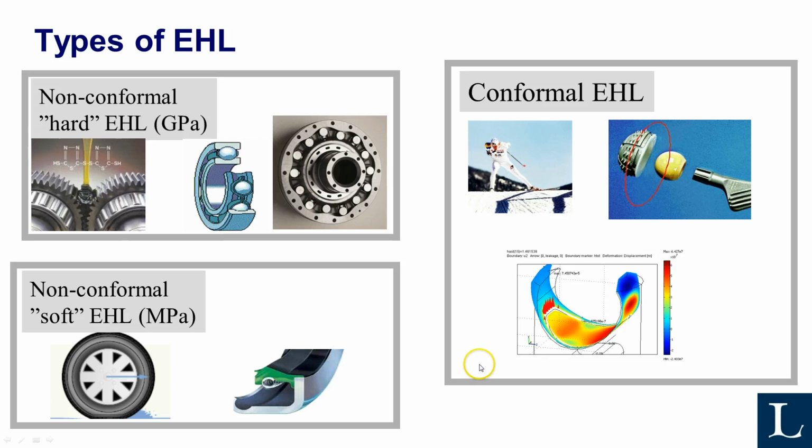We can also find EHL in conformal contacts. Here is one from a hydraulic motor. In the contact between a ski and snow, you may say that elastohydrodynamic lubrication occurs, and in a hip joint, in the contact between the ball and the cup here, that's definitely a type of conformal EHL. But we will focus on this type, the non-conformal hard EHL.